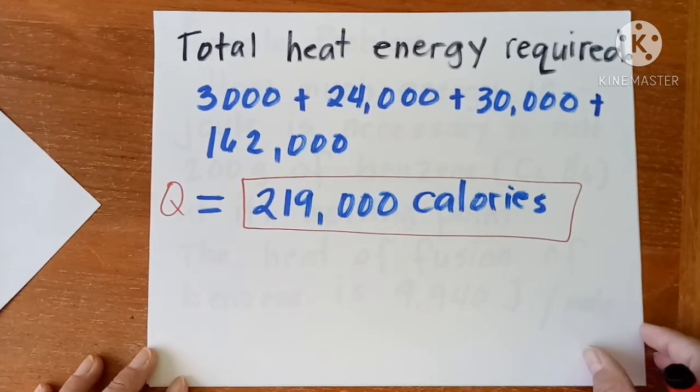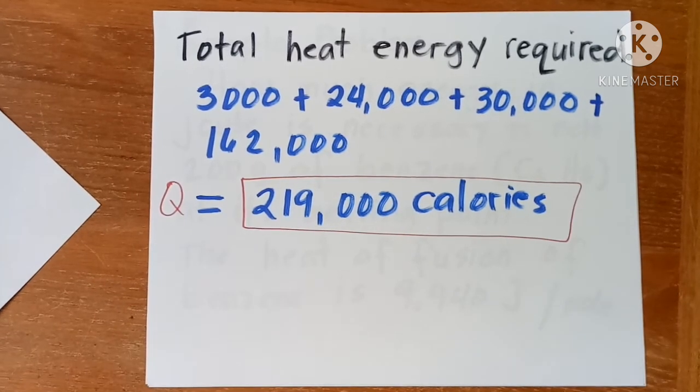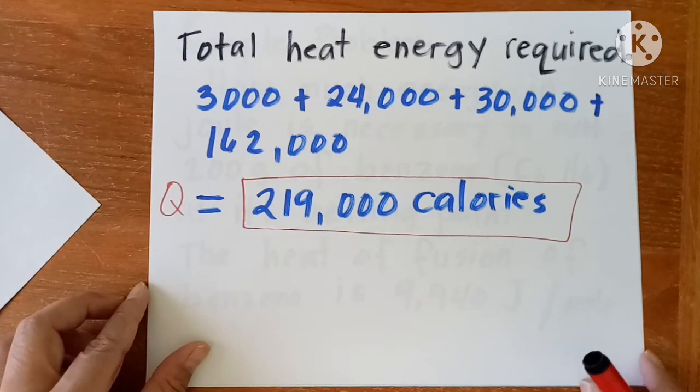Alright, so this is the total heat energy needed to convert 300 grams of ice at negative 20 degrees Celsius to steam at 100 degrees Celsius. Got it?